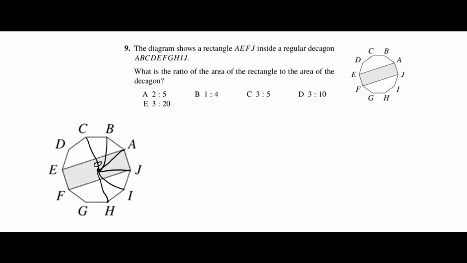And if we carry on doing the whole of the decagon, then we will split the decagon into 10 equal triangles. And so let me just write this down. So decagon equals 10t, and the t just means 10 triangles. Now let's consider the rectangle.